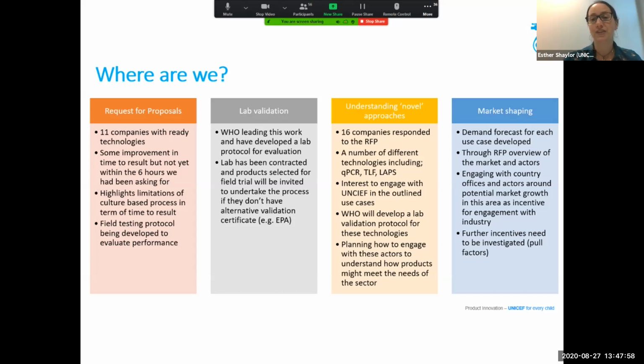We're hoping to do some field tests of products in some way in the next couple of months. And in the short term, we're hoping there'll be some interim products that offer an improvement, but hopefully in the next couple of years, we can bring to market some products that can give us results within an hour or two. So it's exciting times over here, and we'll see what happens. Thanks.